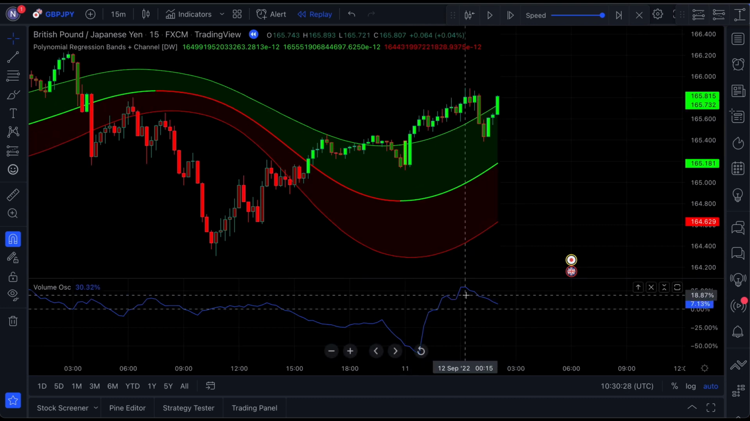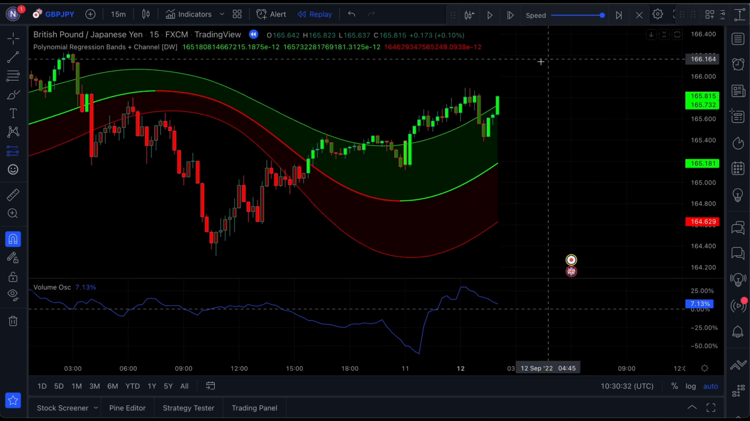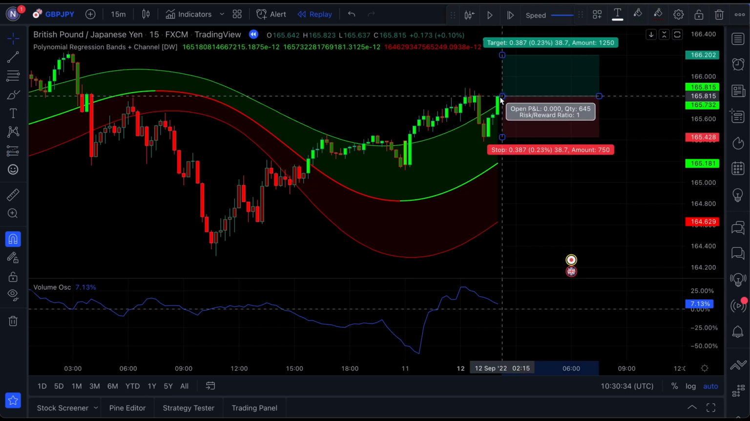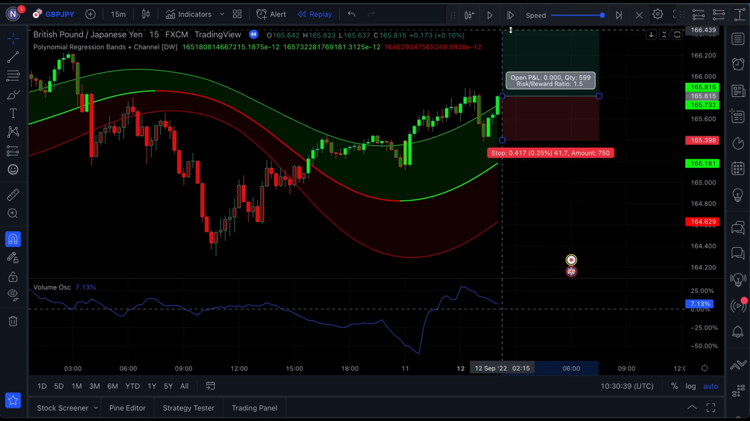And this last step is the most important to get right. Now, with our conditions met, we're going to place a buy order at the close of our trigger candlestick. The stop loss can either be set at the swing low or at the middle line. For this strategy, we're going to be targeting 1.5 times the risk.